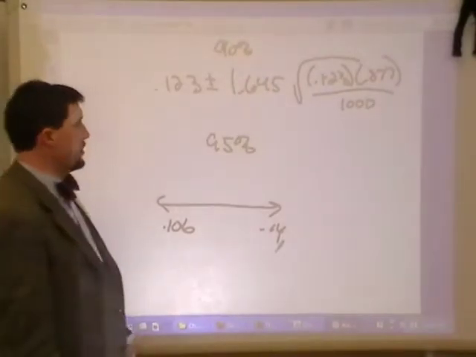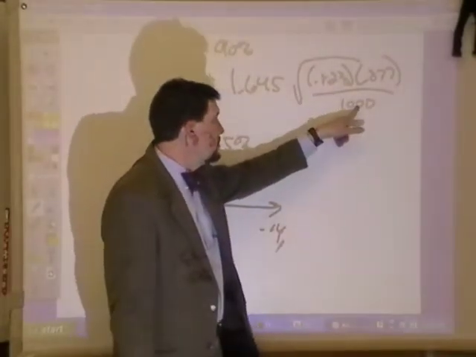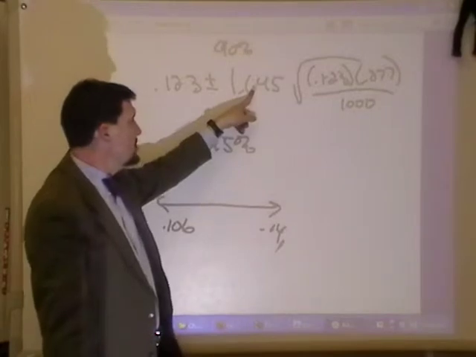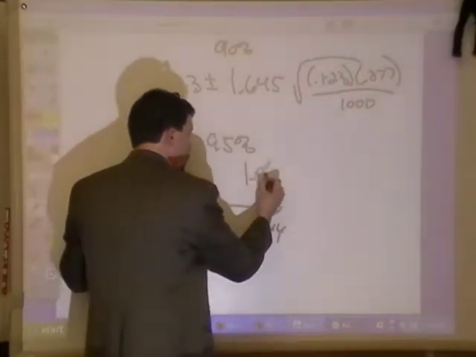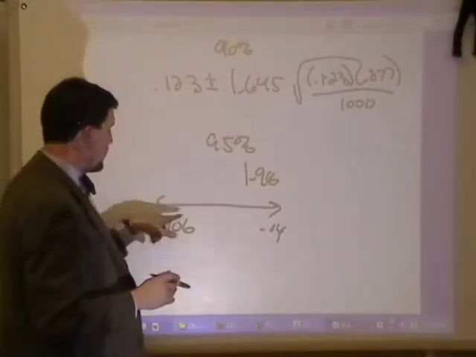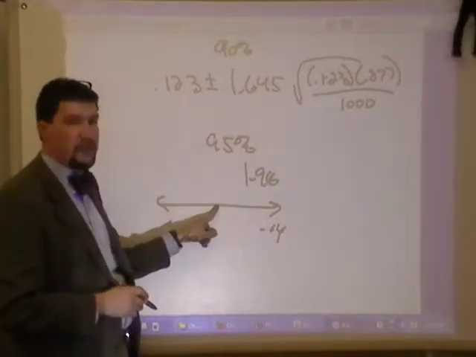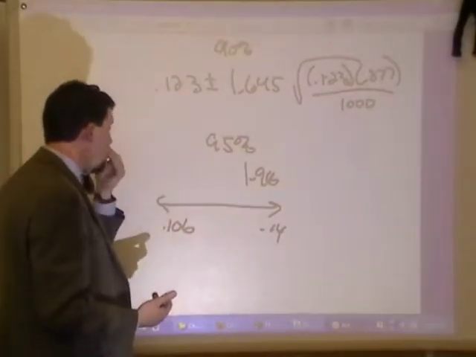And I want to change it to a 95% confidence interval. How do I do that? I'm not changing this. I'm not changing this. What I'm changing is this, and this is going from 1.645 to, instead, 1.96. So what's going to happen to this? Is it going to stay the same? Is it going to get bigger? Is it going to get smaller?